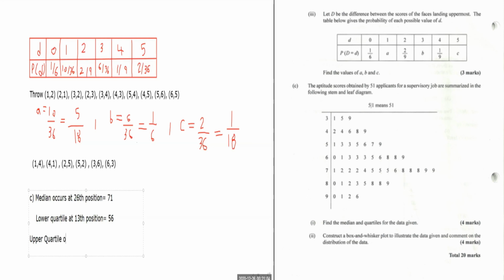Next we need the upper quartile. So the upper quartile, clearly, will be at the 39th position. And the 39th position is going to be, let's see, 8, 9, 10, 11, 12, 13, 14, 15, 16, 17, 18, 19, 20, 21, 22, 23, 24, 25, 26, 27, 28, 29, 30, 31, 32, 33, 34, 35, 36, 37, 38, 39. So the 39th is 79. That's the upper quartile. Nice and easy. That's part C.